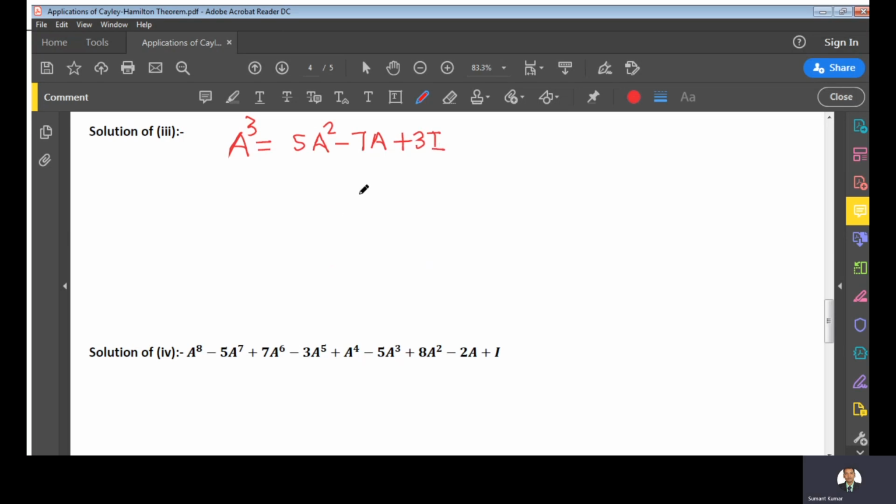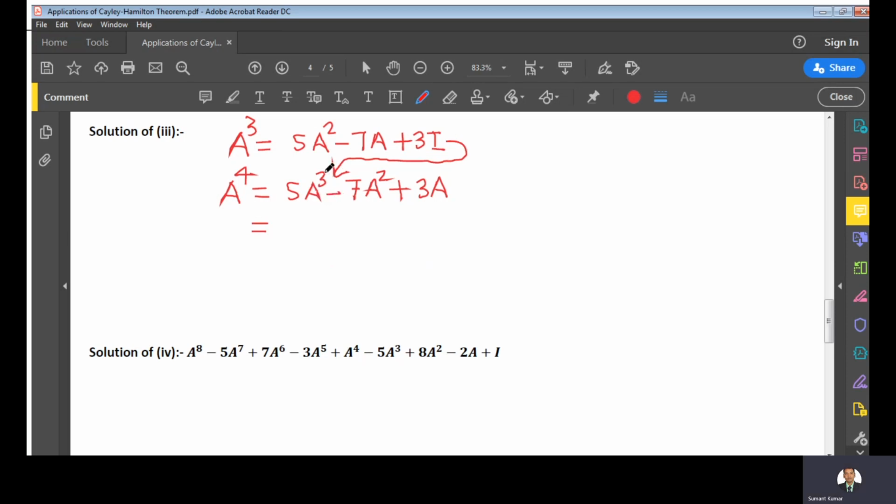Correct? Now the question is, how will you find A raised to the power 5? So what will you do? You will multiply this equation by A. So on the left hand side of this equation you will have A raised to the power 4, and on the right side you will get 5 times A raised to the power 3 minus 7 times A square plus 3 times A. Correct? Now what will you do? You will again substitute this value here.